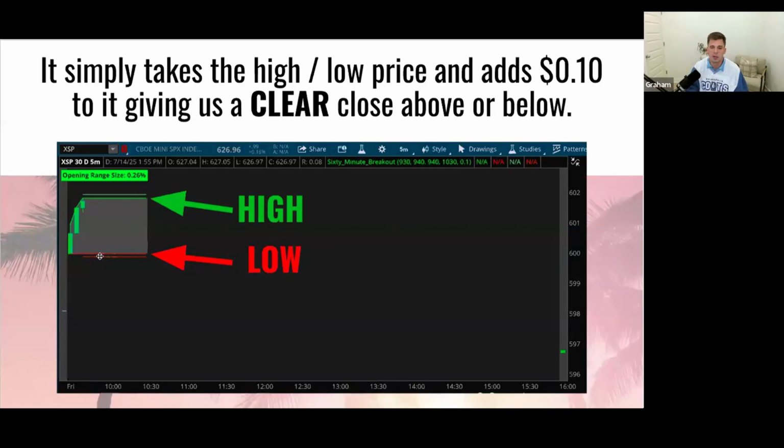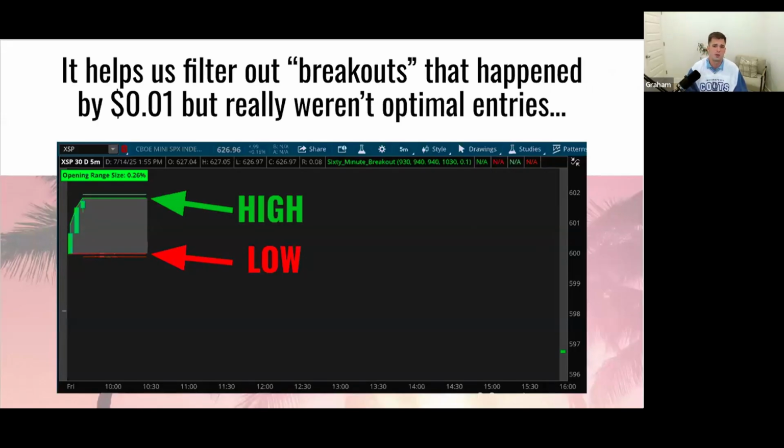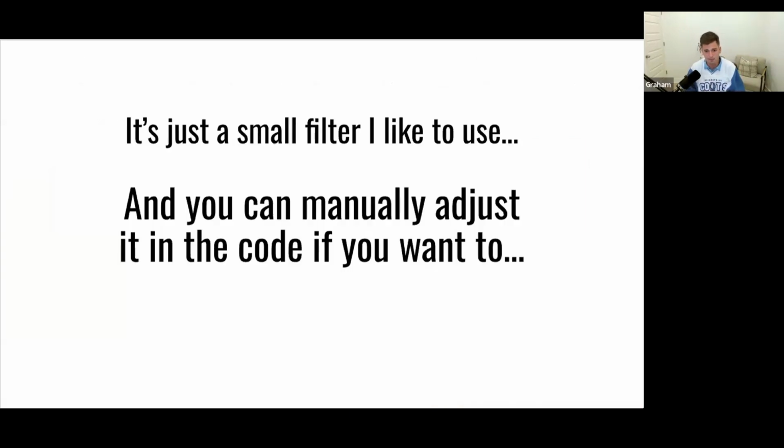That way we just get a little bit of a clearer close above or below because based on the testing, I saw many times it would close a penny higher and then reverse. So I just added in a 10-cent buffer to help give us a very, very clear close above or below. And this helped us avoid a handful of trades that would have otherwise gone against us, and it increased the win rate. So it helped us filter out what looked to be breakouts, but they were like a penny, and it really wasn't an optimal momentum move in the market.